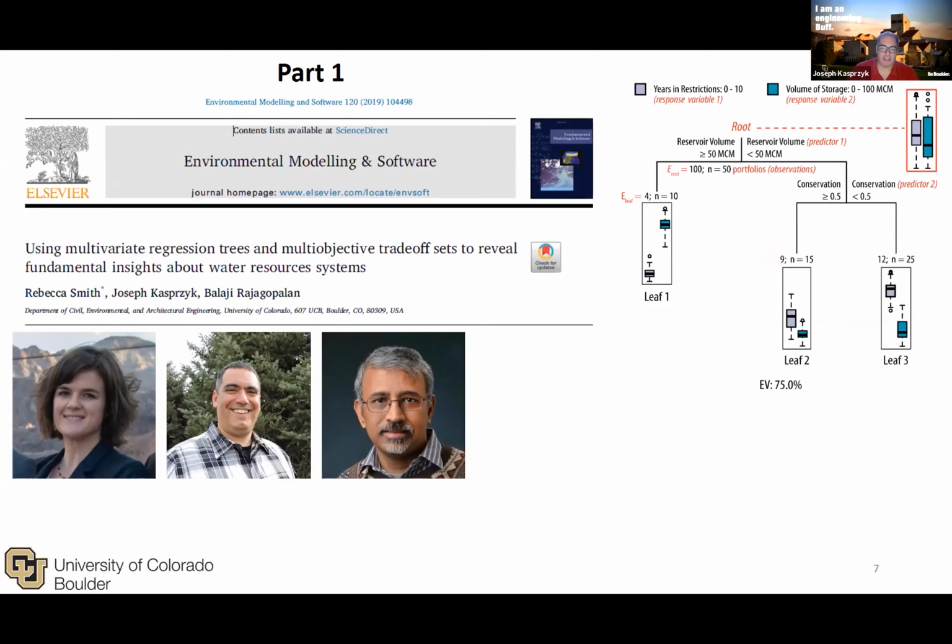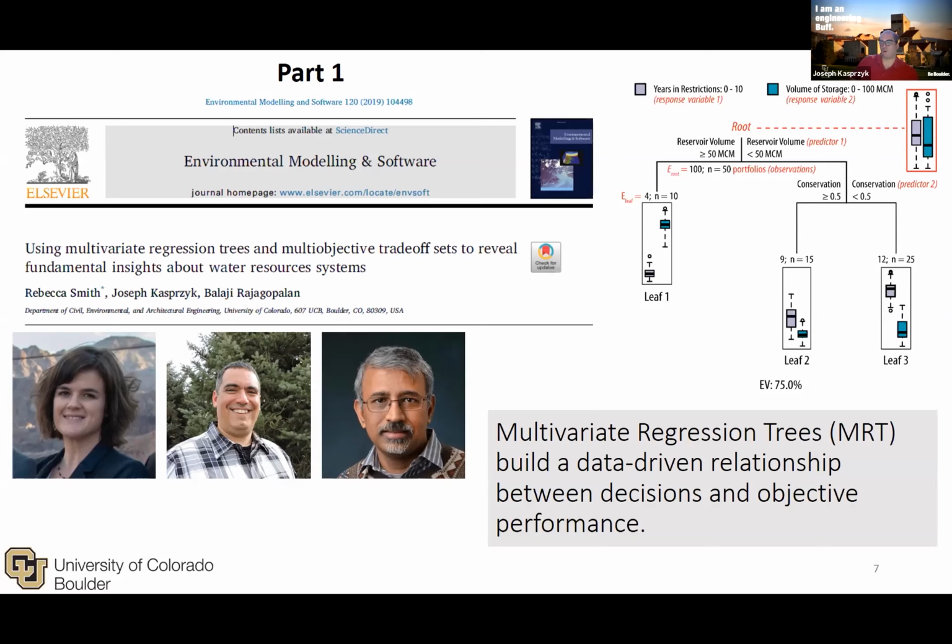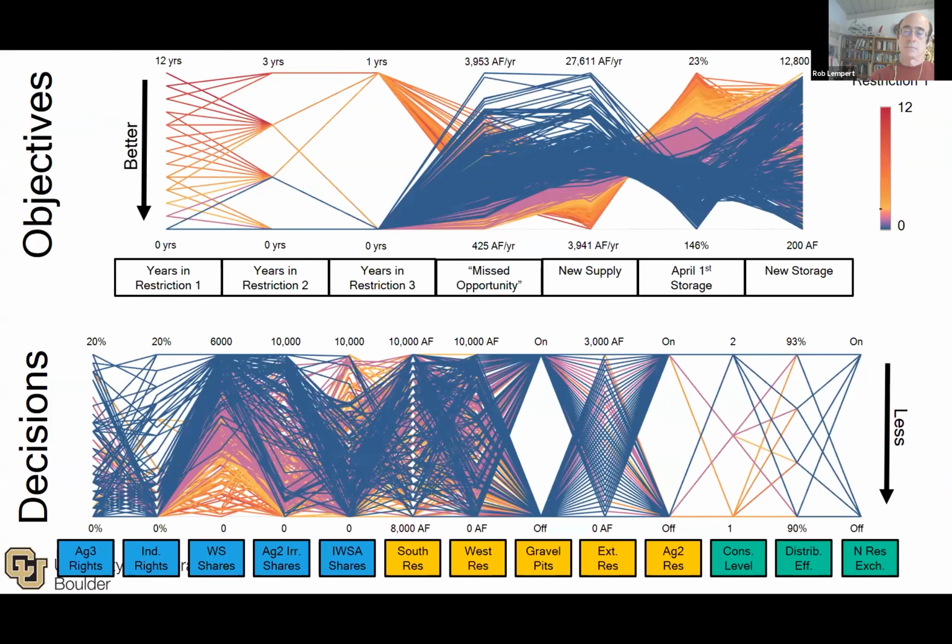And so the idea behind this study was that we used this concept called multivariate regression trees to build this data-driven relationship between the decisions and the objective performance. And the idea behind that is it's used to supplement a more qualitative reasoning around these trade-offs. So in other words, we want to answer the question: what decision variable values tend to cause objective performance that occurs in these different kinds of groups of outcomes?